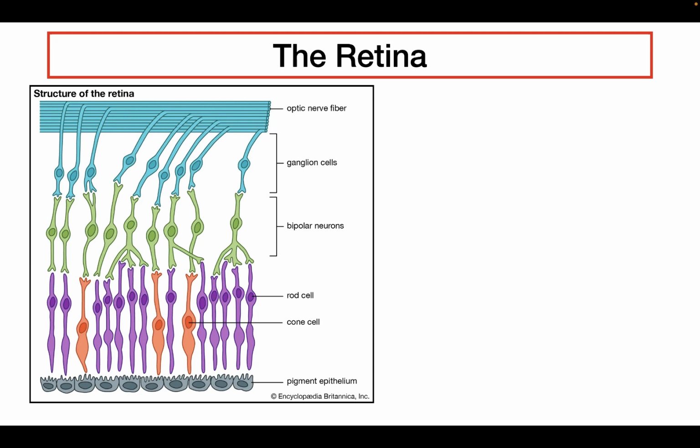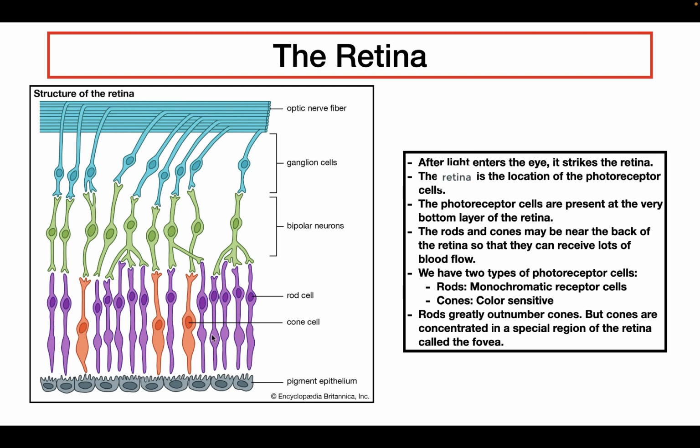The retina has many different layers, but the main thing that you should note is that at the very bottom layer of the retina is the location of the photoreceptor cells. The reason for this has to do with the fact that the rod and cone cells, which are the photoreceptor cells, require a lot of energy. Since they require a lot of energy, they require a lot of oxygen. Therefore, in order to supply this oxygen and nutrients, these rod and cone cells are present at the back so that they can receive a lot of blood flow.